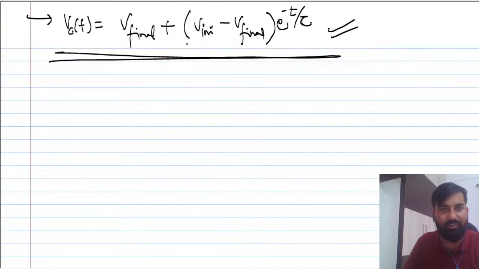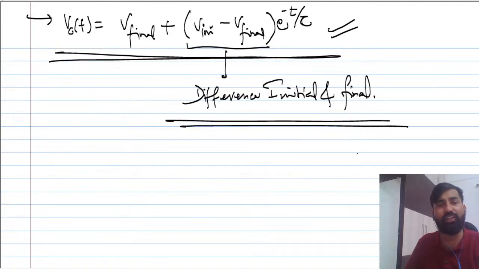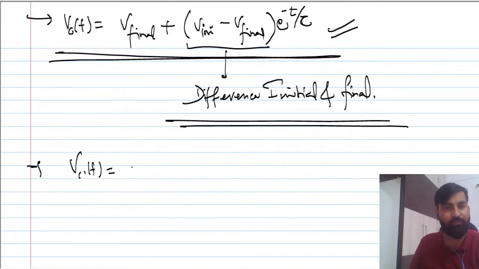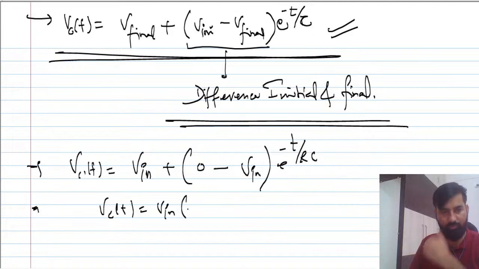What is this difference? This is the difference between initial and final voltage. Find initial and final voltage. So now you can write the direct equation. You know all the values. VC(t) equal to what? V final is V in, plus V initial is 0 minus V in, times e raised to power minus t by RC. So VC(t) equal to what? V in common. Okay, V in times (1 minus e raised to power minus t by RC).